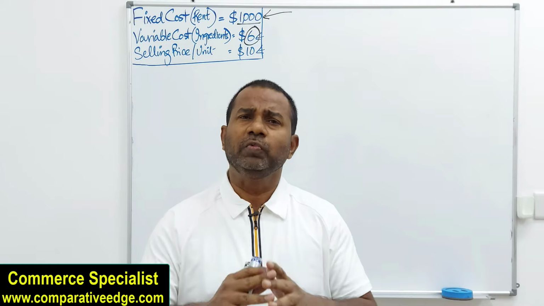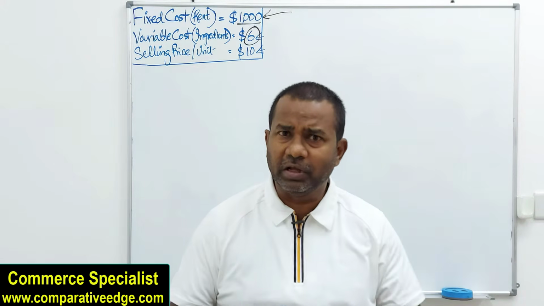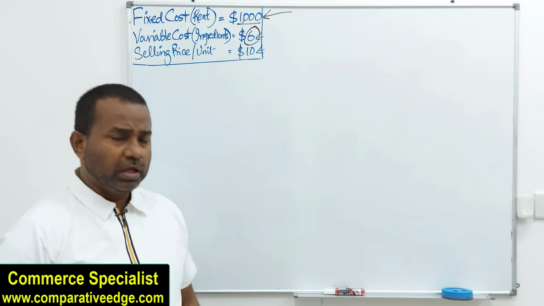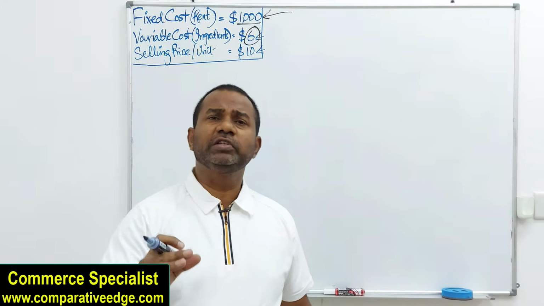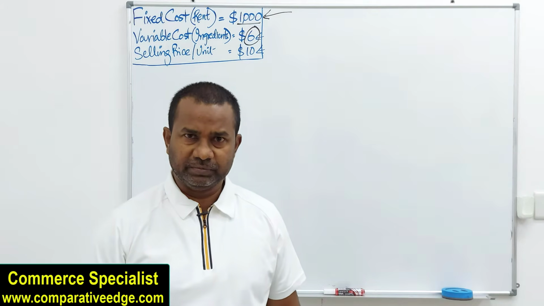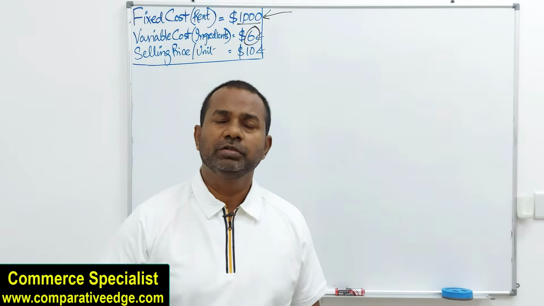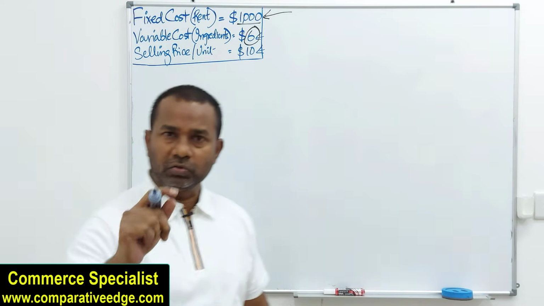The formula is very simple. In fact, it's an extension of the break-even formula. Have a look at this. So now we are assuming that the client intends to make a profit of $2,000 in the first month. So how many units he or she should sell to get that profit?